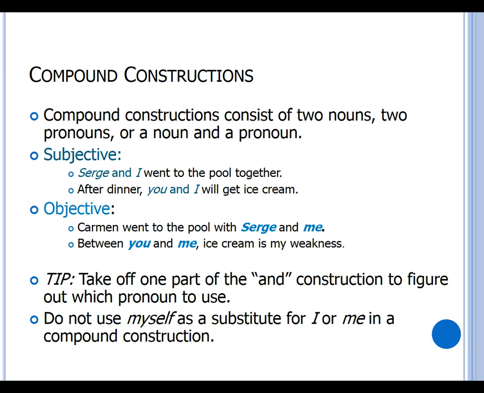Just a reminder, take off one part of the and construction to figure out which pronoun to use. So you wouldn't say, Carmen went to the pool with I. It's Carmen went to the pool with me. And never use myself as a substitute for I or me in compound construction.